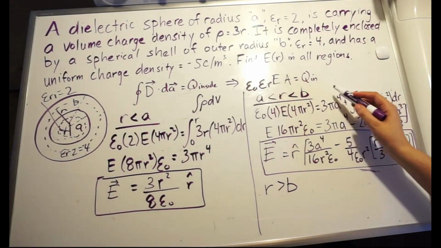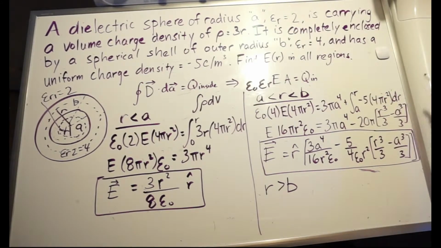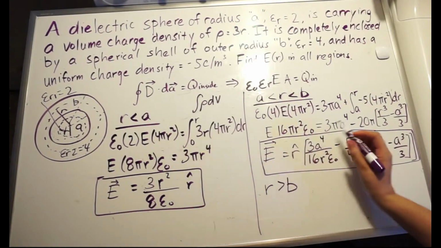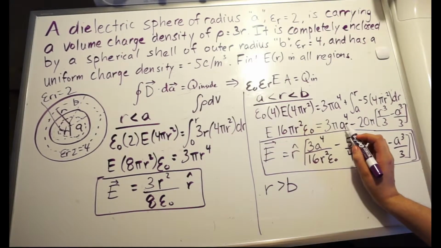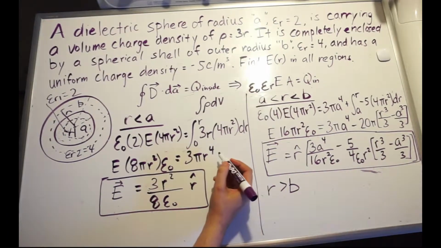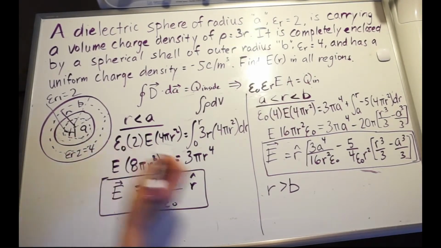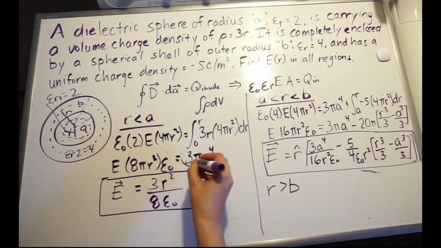Then Q inside, this is where it gets a little complicated. Q inside is just the charge enclosed in the Gauss sphere. We know what the charge enclosed from 0 to A is. So from 0 to r, we know the charge enclosed is this.